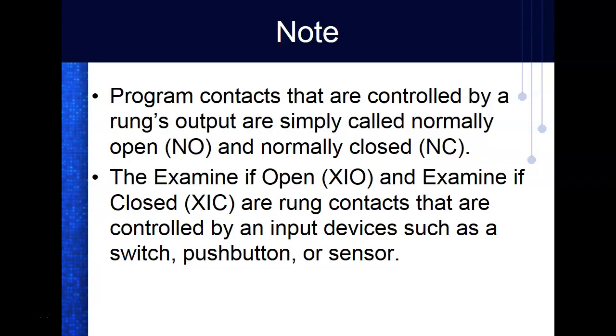We'll talk about this. Program contacts that are controlled by a rung's output are simply called normally open and normally closed. Examine if open and examine if closed are contacts that are controlled by an input device such as a switch, push button, or sensor. Everybody understand that? So when we're dealing with contacts that are being controlled by a relay or a coil in my diagram, we just call them normally open and normally closed.